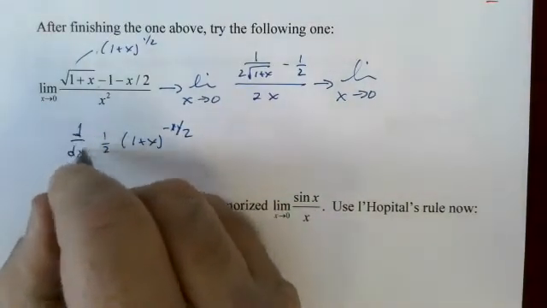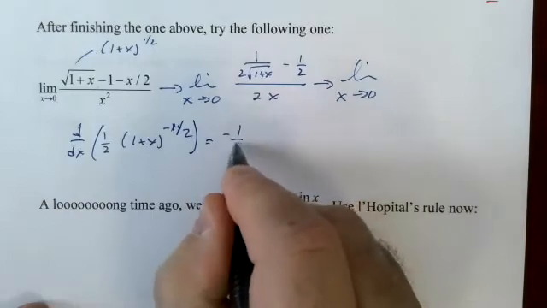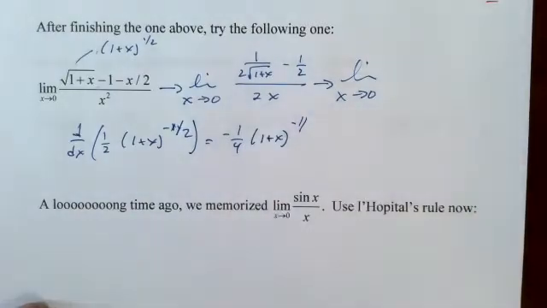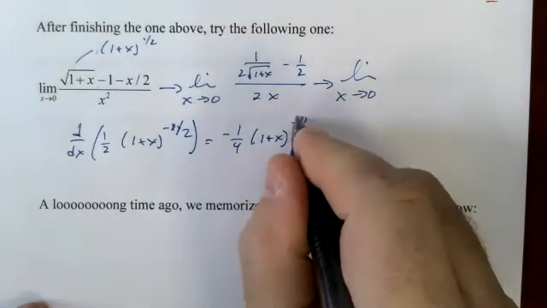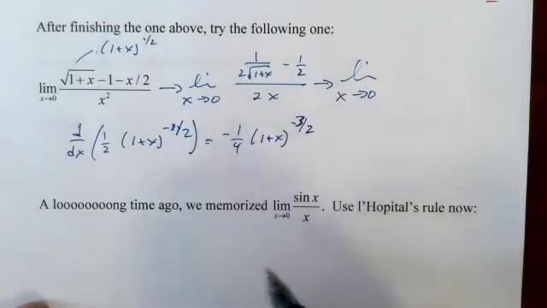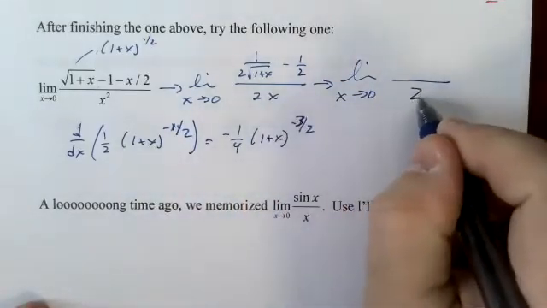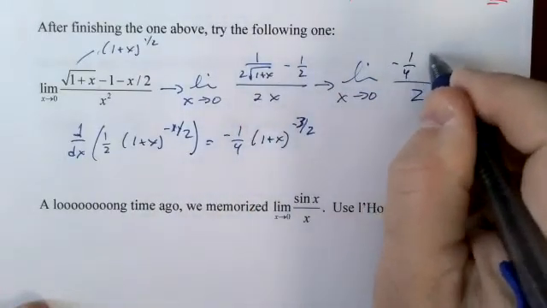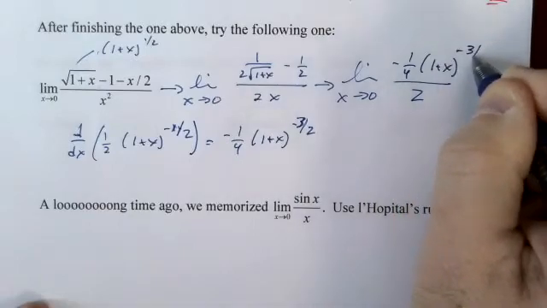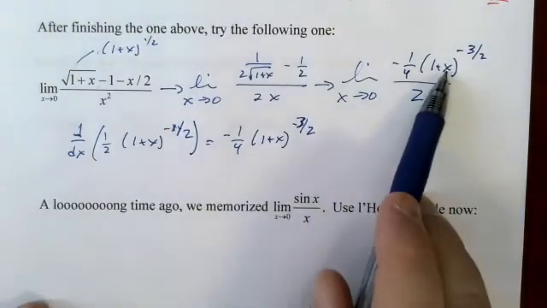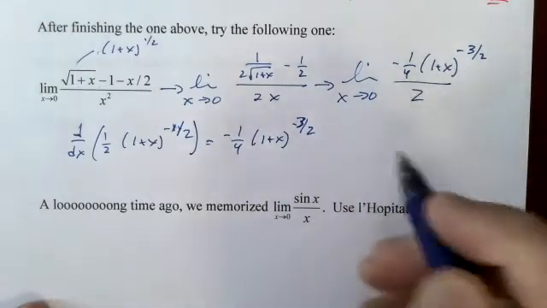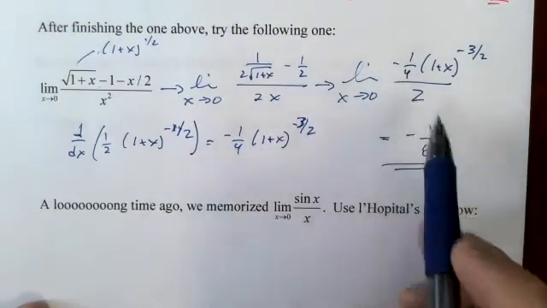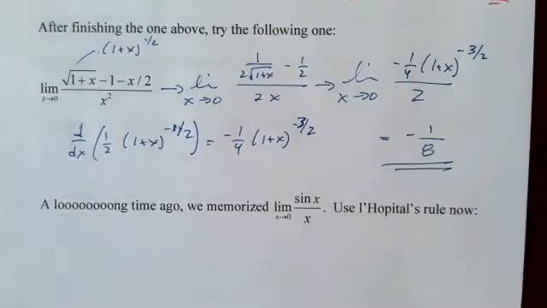And d/dx of that is negative 1/4, (1 plus x) to the negative 1. That was bad. Brain cramp. Negative 3/2. That was painful. The derivative of the bottom is just 2. The top, like we just said, that's gone. Negative 1/4 times (1 plus x) to the negative 3/2. Still plugging in 0, gone. 1 to who cares? We end up with negative 1/8. Negative 1/4 divided by 2 is negative 1/8. Hey, look at that. I got it right.